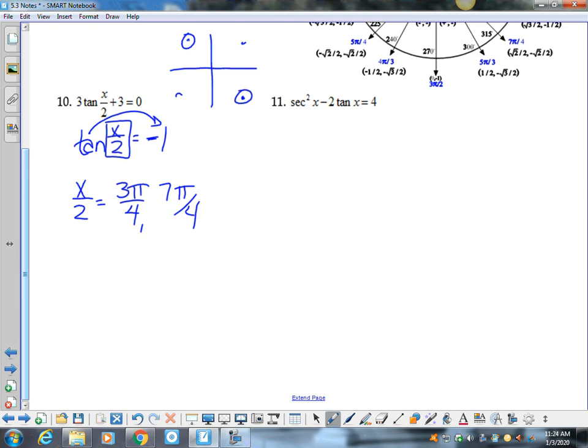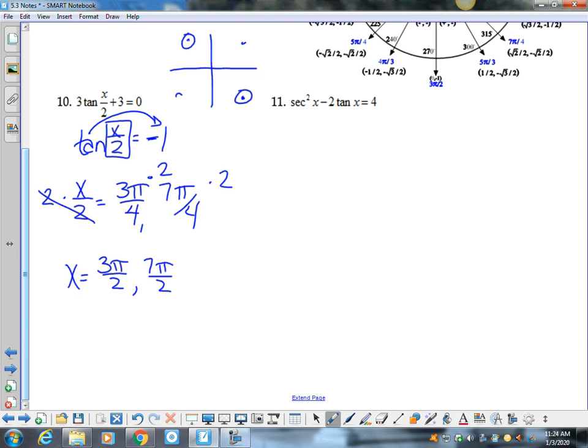Now I'm going to deal with my angle. Well, to solve for x, I wouldn't divide by 2. I would multiply by 2. So I'm going to multiply everybody by 2. So x equals, now remember this is 2 over 1, not 2 over 2. So don't multiply the top and the bottom by 2. So that would be 6/4, which is 3/2. And that would be 14/4, which is 7/2. Okay.